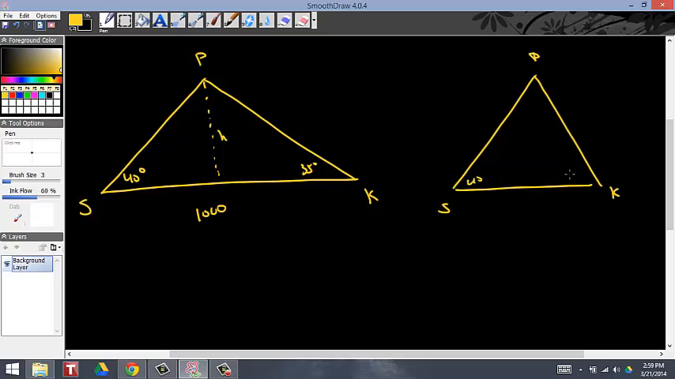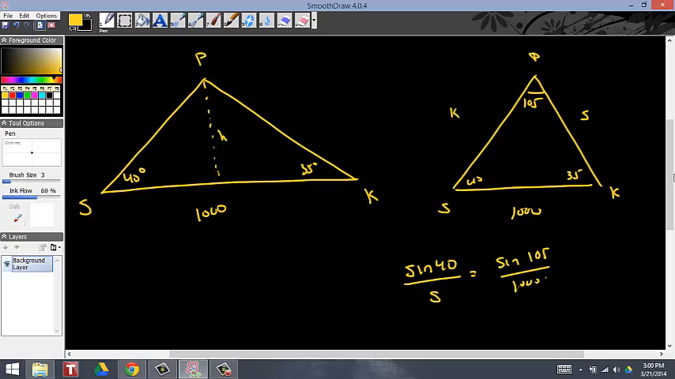If this is 40 and this is 35, this angle here is 105 degrees. Don't forget this is 1,000 feet. Now I'm going to go ahead and solve for little s and little k. Actually, we only need to solve for one of them. Do you want to solve for Sam or do you want to solve for Katie? Sam? Okay. So that would be sine of 40 over s is equal to sine of 105 over 1,000.